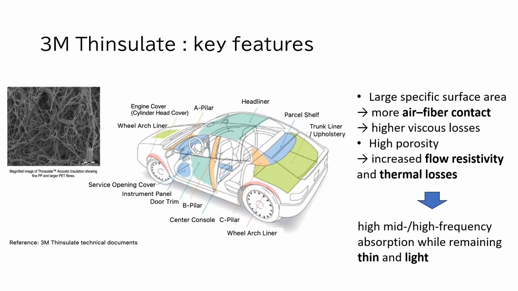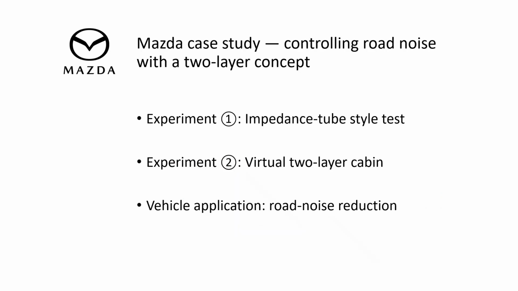One of the advanced materials in this area is 3M Thinsulate. It is a non-woven material made of extremely fine polyester fibers, with a large specific surface area and high porosity. Thinsulate demonstrates high absorption performance, leading to thin, lightweight, and high absorption in the mid and high frequency bands. It is commonly used in automotive applications like headliners and door interiors. Now, let's see how the automotive industry applies these principles.